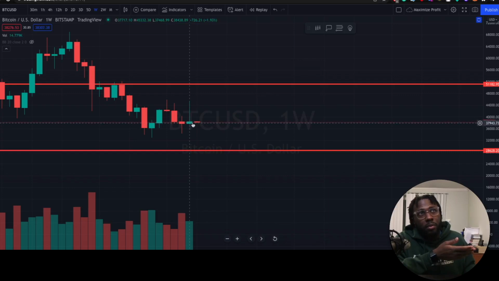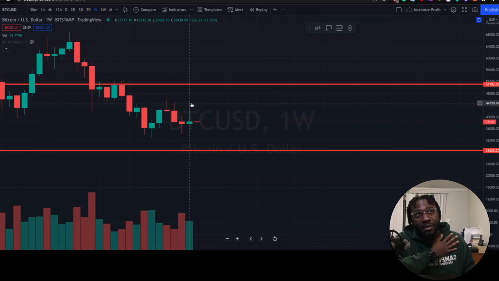The body closure shows that the body closed above 38K. However, this wick is telling us that we had a lot of sellers selling at these prices. However, the buyers bought at these prices.